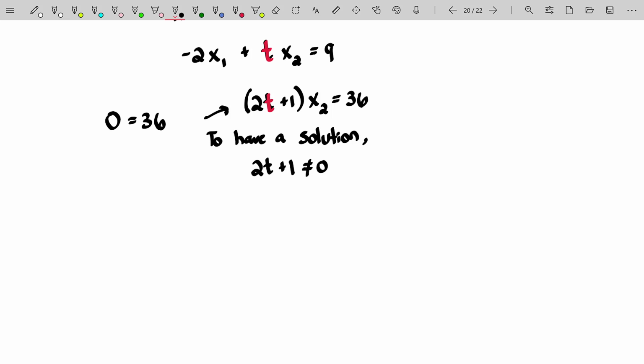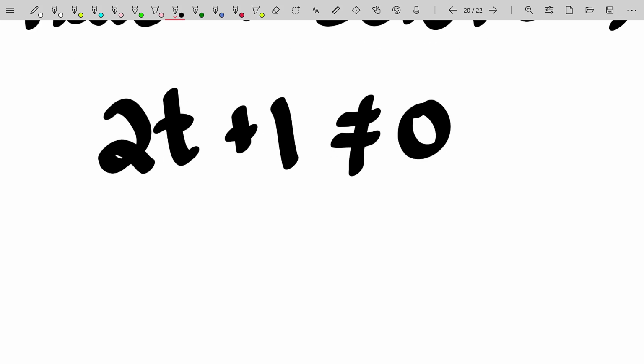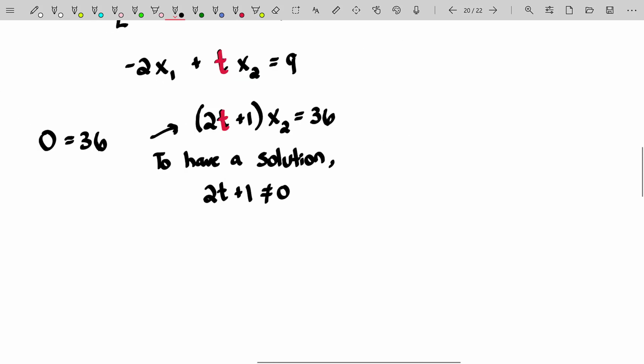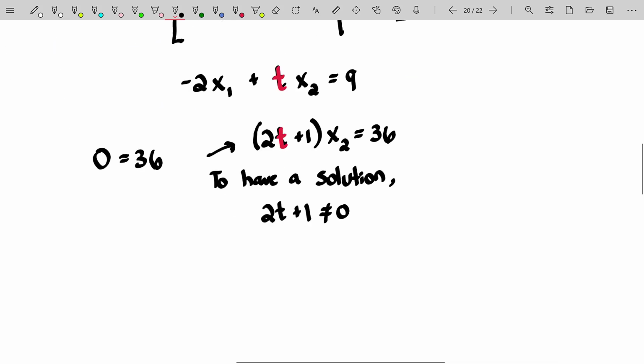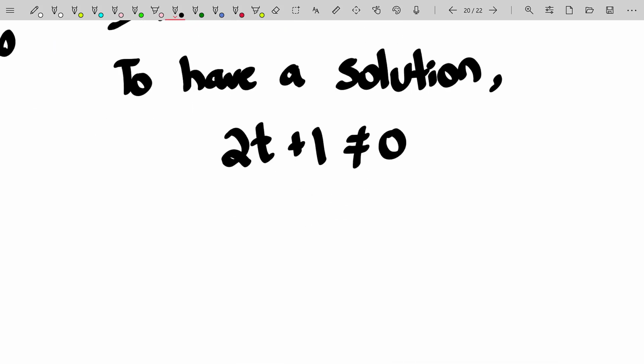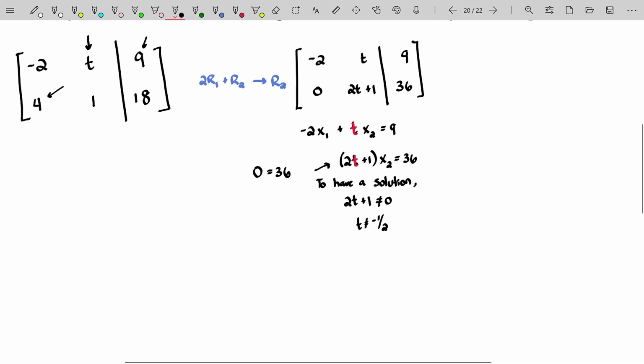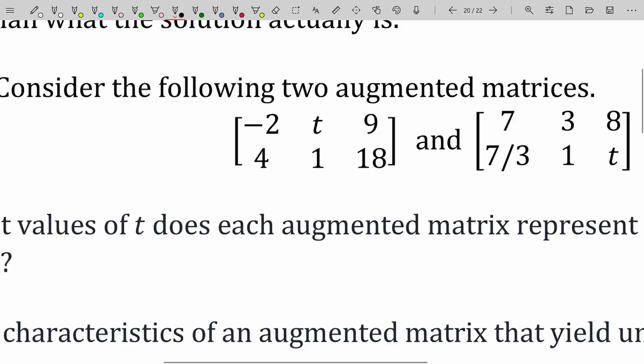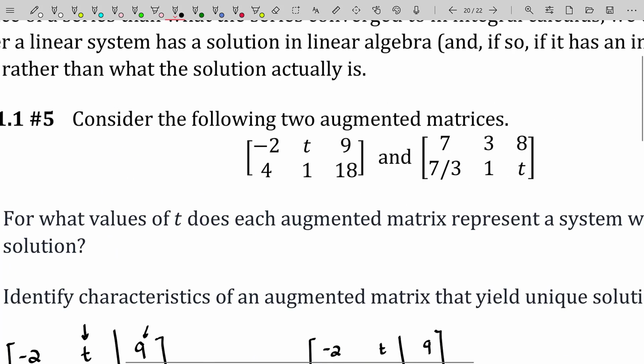Because I do. I definitely see a problem with that. So as long as that coefficient is non-zero, we can guarantee we could divide by that number and we'd find out identically what x sub 2 is. So to have a solution, specifically a unique solution, we require that t not equal -1/2. Okay, great. t cannot be -1/2. So for this first equation, t can't be -1/2.